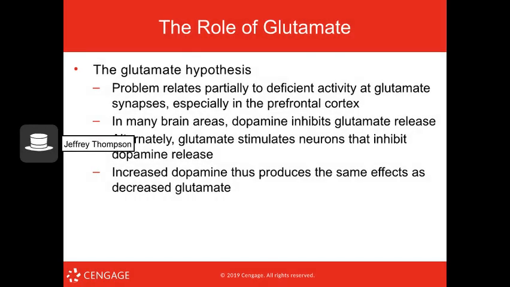So we also have the glutamate hypothesis. One problem with schizophrenia is that there is lower activity at glutamate synapses, especially in the prefrontal cortex. Dopamine inhibits the release of glutamate. Also, glutamate stimulates neurons that inhibit dopamine release. So these two are constantly at war with each other. Increasing dopamine can produce the same effects as decreasing glutamate.